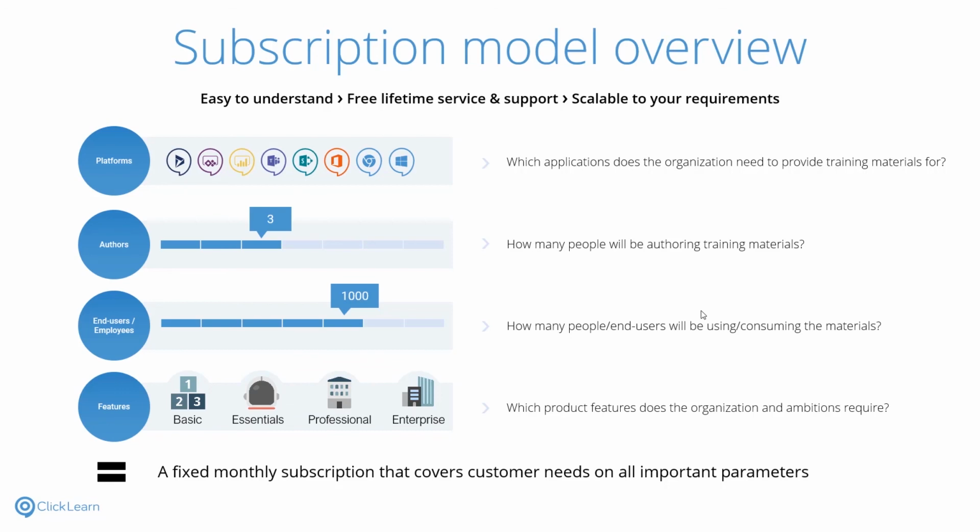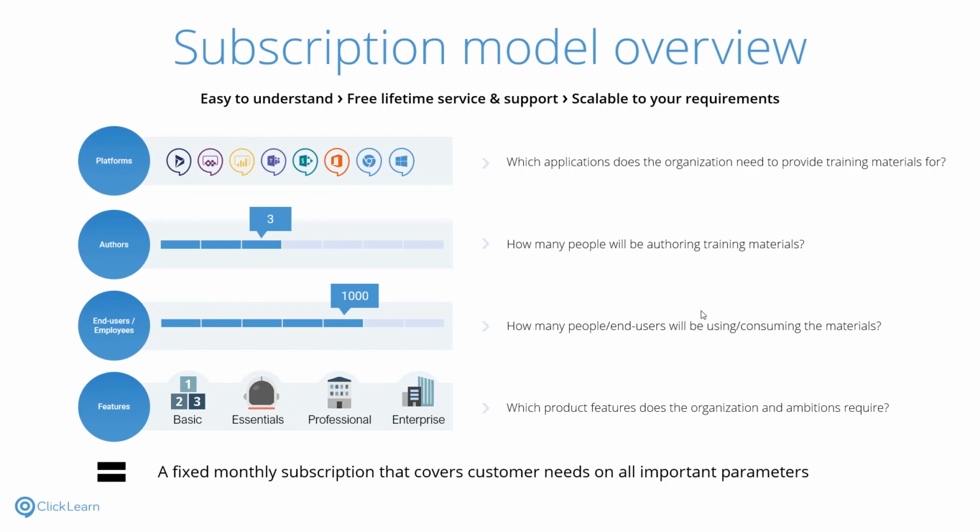And then we have 4 different editions to pick between, and this is all depending on features and functions that you have as a requirement. When we know those 4 parameters, we can actually configure a fixed monthly subscription price that covers your need.